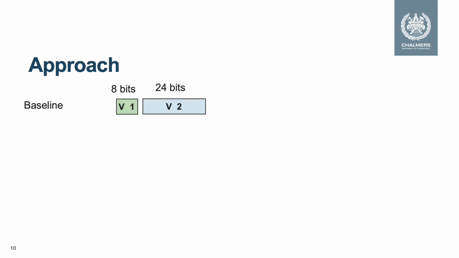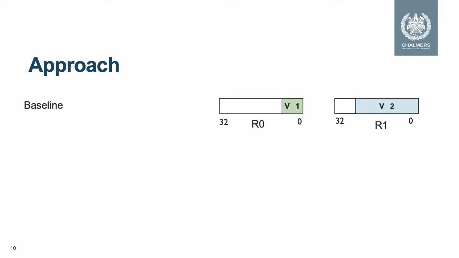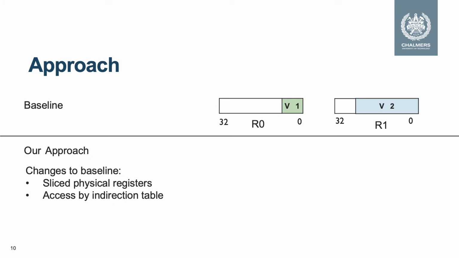Let's look at an example where we have two operands which are 8 and 24 bits in size. In the baseline, we would need two 32-bit physical registers in order to store these two operands, which of course wastes a lot of space. In our approach, we make two changes to the baseline. We slice the physical registers into 4-bit slices, and then we access these slices using the indirection table, which contains the indirection info from the previous slide.